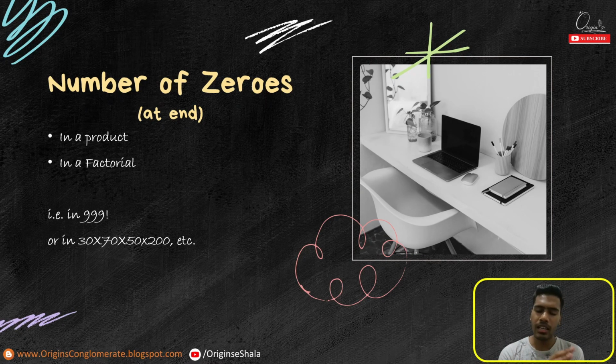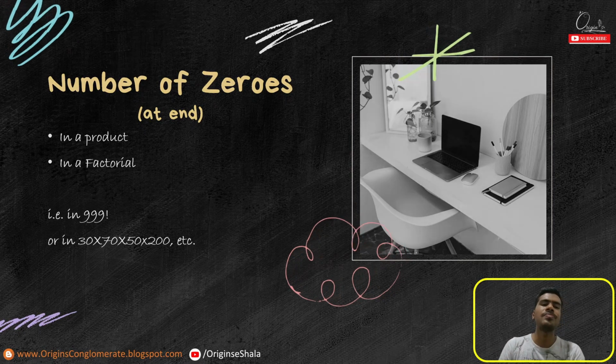Since it has been asked, I think we will restructure our topic and make it circle around how to find the number of zeros at the end of any product or a factorial this time around. So let's get started.